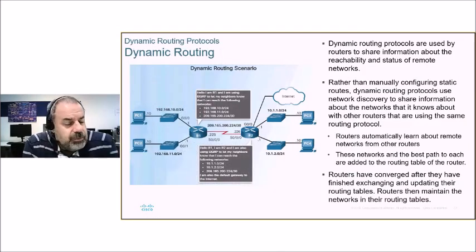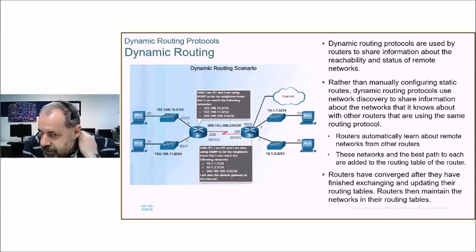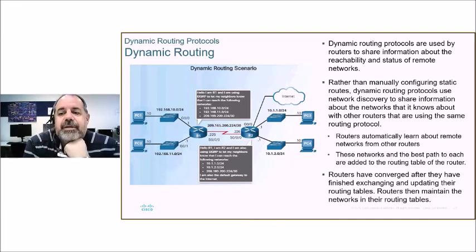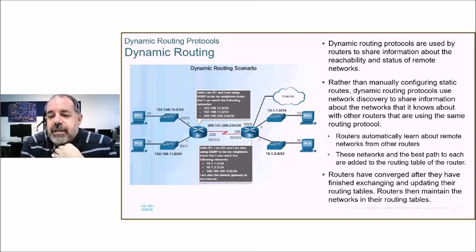Now, dynamic routing we will go into in a later chapter. Basically, routing protocols are used for routers to share information about the reachability and status of remote networks. Rather than manually configuring static routes, dynamic routing protocols use network discovery to share information about the networks that they know about with other routers that are using the same routing protocol. Routers automatically learn about remote networks from the other routers. These networks and the best path to each are added to the routing table of the router. Routers have converged after they have finished exchanging and updating the routing tables, and the routers then maintain the networks in their routing tables.